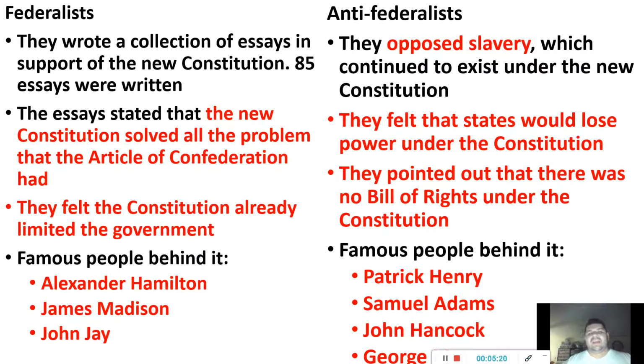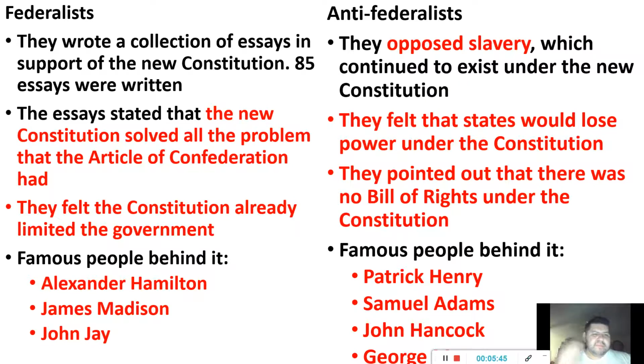So they basically felt that the Constitution already limited the government on power, what they can and cannot do. So why do we need to put on paper what citizens' rights are? And if you do that, where does it end? You have to say they can do this, they can do this, they can't do this, they can do this. And that list would be huge.